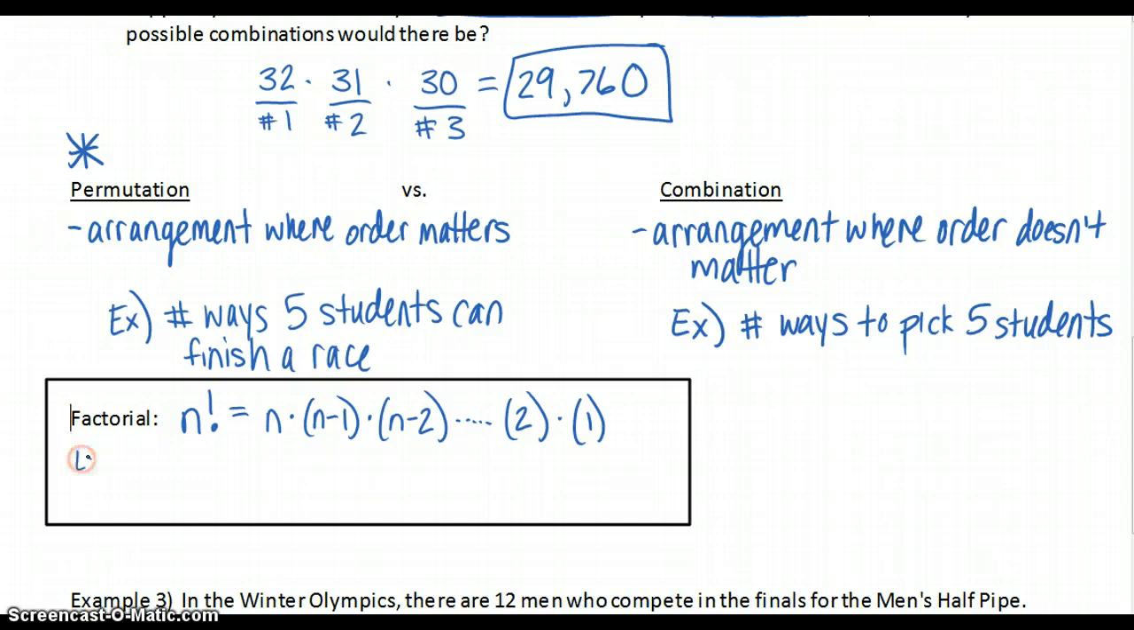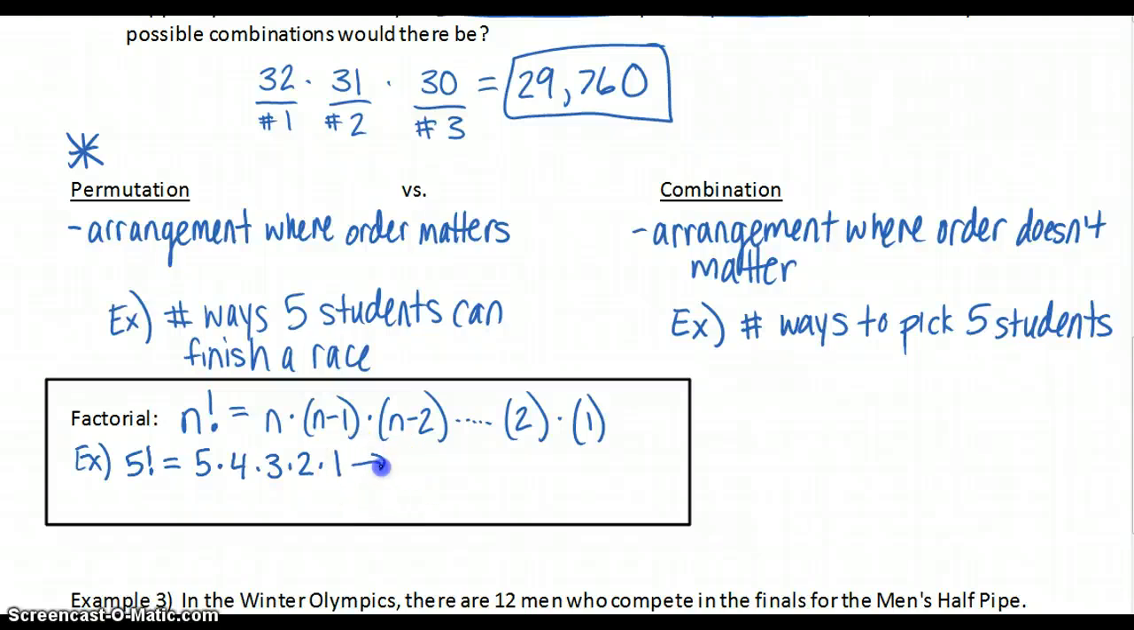So an example of this is like 5 factorial, for example, is going to equal 5 times 4 times 3 times 2 times 1. Right? 12 factorial would be 12 times 11 times 10 times 9 times 8 times 7 times 6 times 5 times 4 times 3 times 2 times 1. So that's what a factorial is.